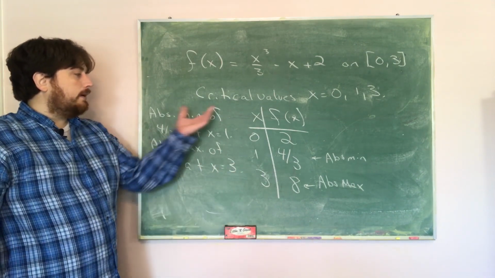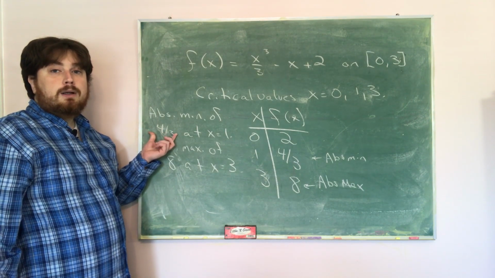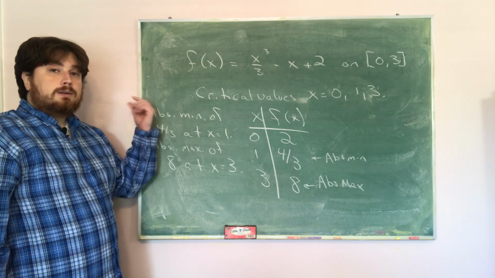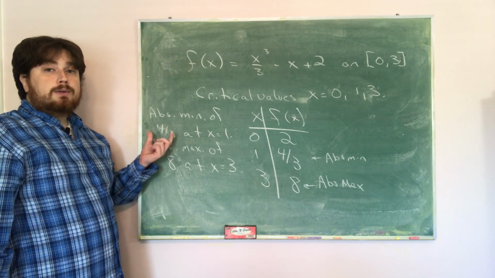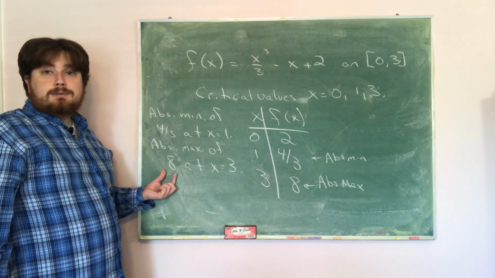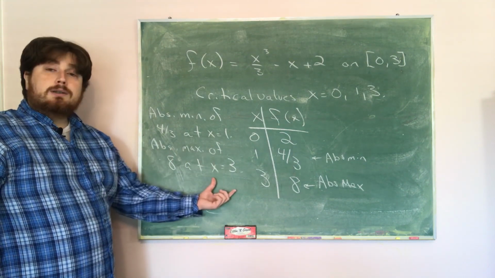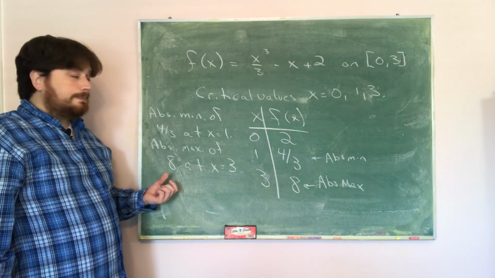So now I want to point out here that it's absolute minimum of 4/3, that is the min is the y value. Now we can say that occurs at x equals 1, and that's worth noting, but the actual minimum value is the 4/3 y value. Same way, the absolute maximum is the 8. That's the biggest my function gets. But then we could say it occurs at x equals 3, but the y value is the absolute maximum.